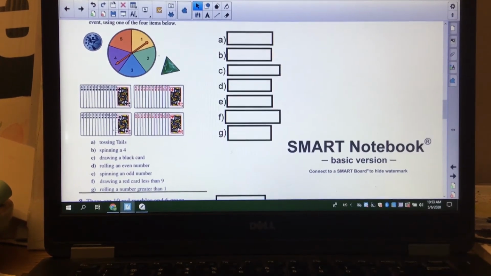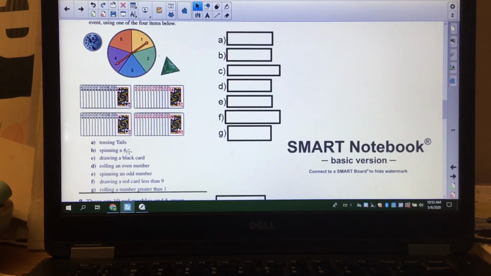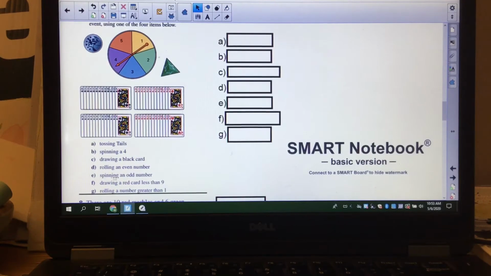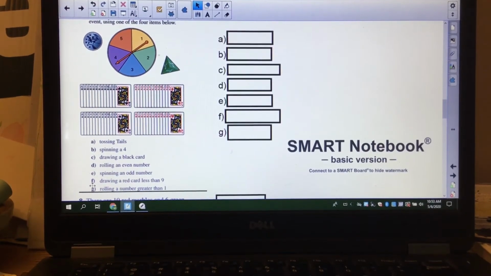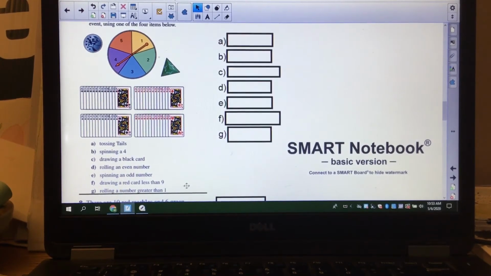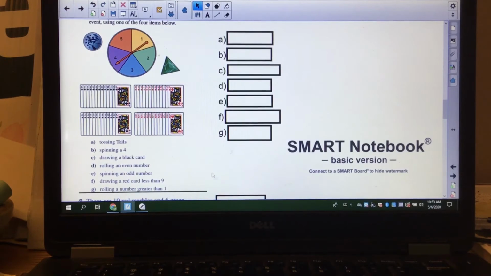So, question A, tossing a tail. B, spinning a 4. C, drawing a black card. D, rolling an even number. E, spinning an odd number. F, drawing a red card less than 9. And G, rolling a number greater than 1. So pause this and see if you can try A through G.